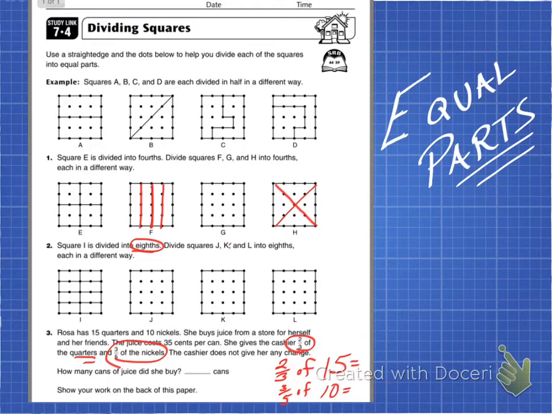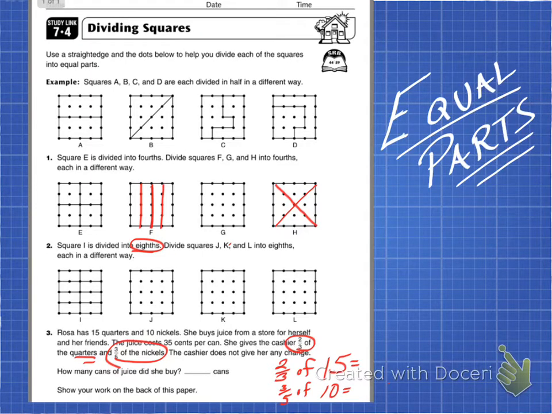Alright guys, here's a little help video for tonight's homework, study link 7.4. Don't get too stressed out about it. I know there was a lot of stuff with shapes and everything during class today, the journal pages. Probably a little bit more than what you need for this particular assignment. This one's all about just breaking things down into equal parts.